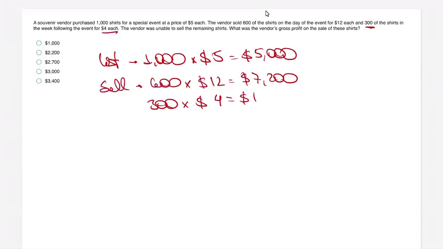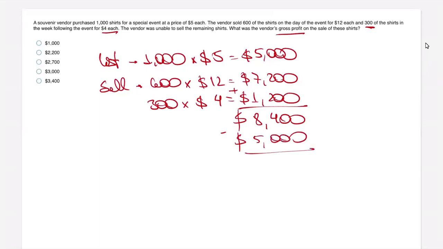So that is 1,200. So the total selling earnings was 8,400. What is the vendor's gross profit? Minus the cost, that's 5,000. So it's 3,400. Is that okay?